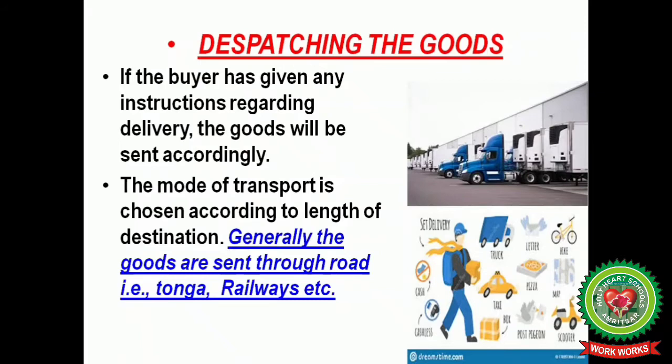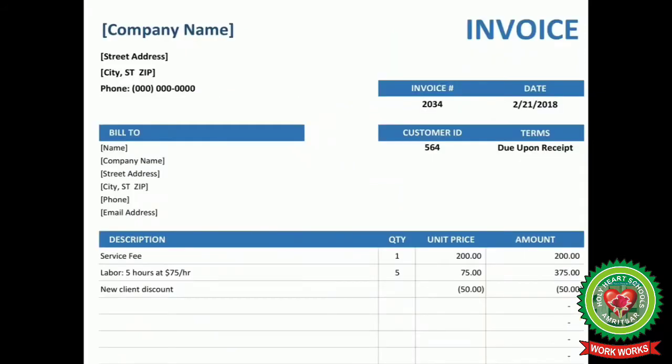After dispatching of goods, our next document is invoice. So this is a sample of a company that issued an invoice. Like in this, we see that the invoice number, date, customer ID, terms and conditions, the name of a buyer, its company name, address, city, phone, email address, all are written in an invoice.